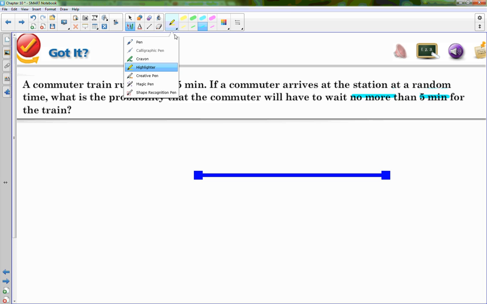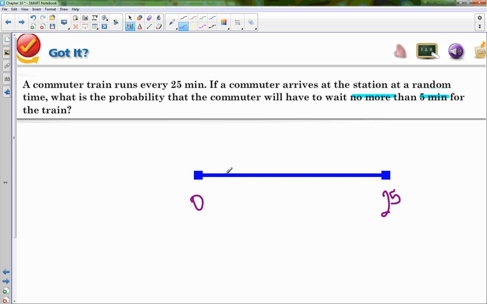So let's number it from 0 to 25, and we do 5, 10, 15, 20. Do 5-minute increments. We do want the commuter to wait no more than 5 minutes. So if I arrive right in about this section here, between 20 and 25 minutes, I will have no more than 5 minutes for the train.